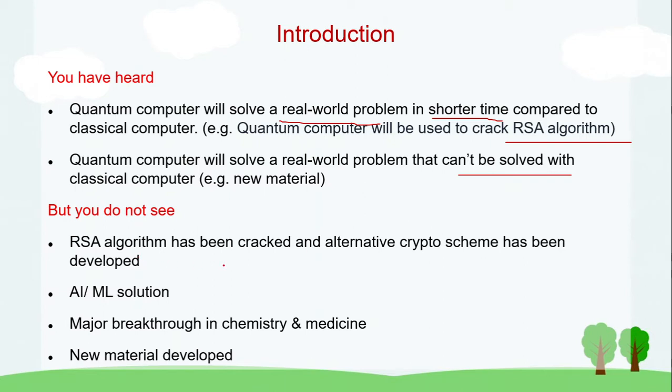The RSA algorithm has not yet been cracked and it is still being used, and there is no other alternative thing which has come out using quantum computing. AML solution, we still use the classical computer. We don't have an equivalent Keras or TensorFlow in quantum computer. We haven't seen a major breakthrough in chemistry or in medicine, like this vaccine can be obtained in a very short period. We have not seen any new material.